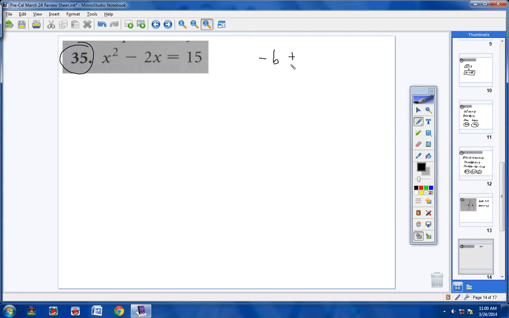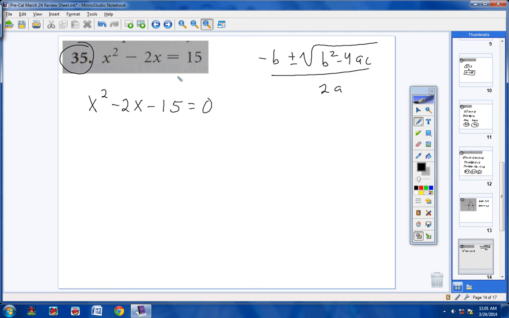Negative b plus minus the square root of b squared minus 4ac all over 2a. Now, you never ever want to use the quadratic formula unless you have one side of the quadratic equation equal to 0. So bring your 15 over, make it negative. And now we know that a equals 1, b equals negative 2, and c equals negative 15. So let's make our substitutions. There's already a negative sign in front of b. I'm putting a negative 2 in, so a negative negative would give me a positive 2.